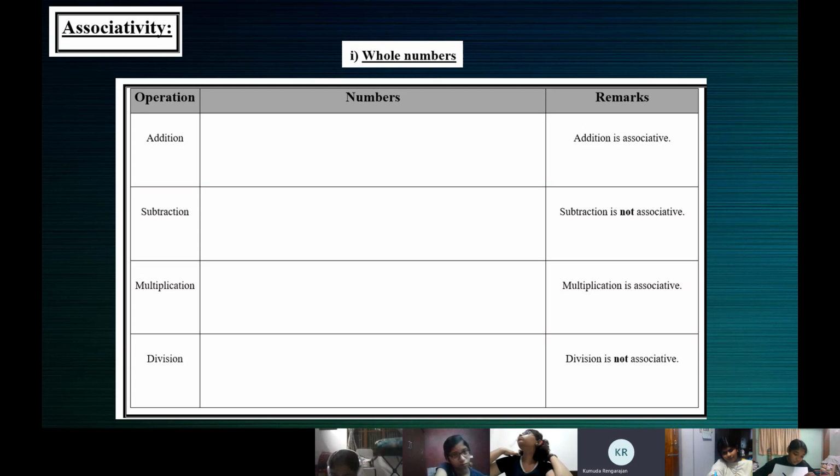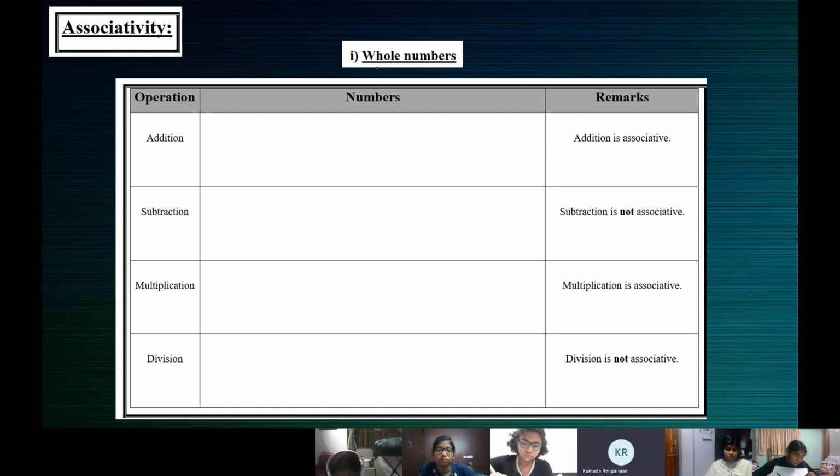Now associativity. So we saw the closure property. Closure means, supposing we try addition, when we take two natural numbers and add, the answer also should be a natural number. That is closure. Commutative is changing the order, A B, B A. For associativity, you need to take three numbers.